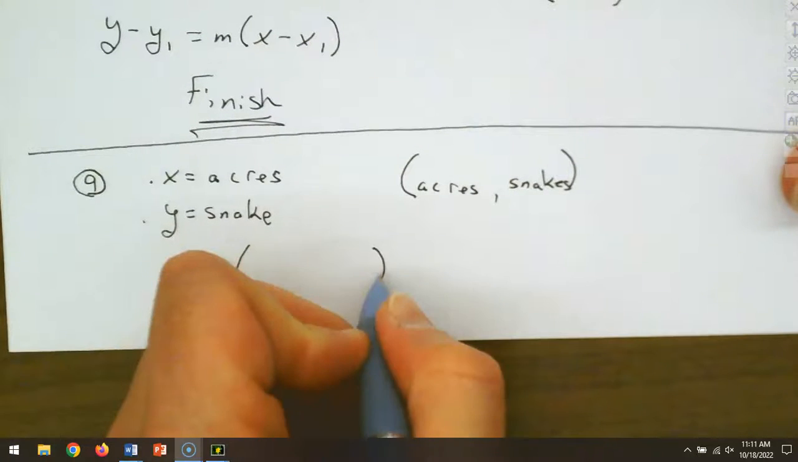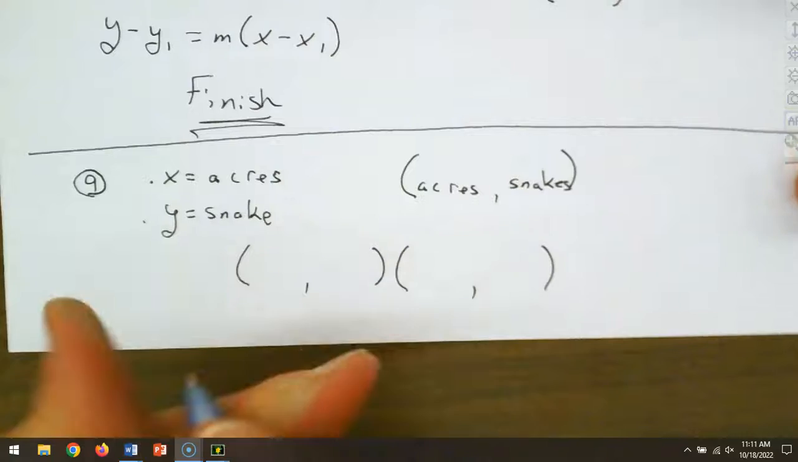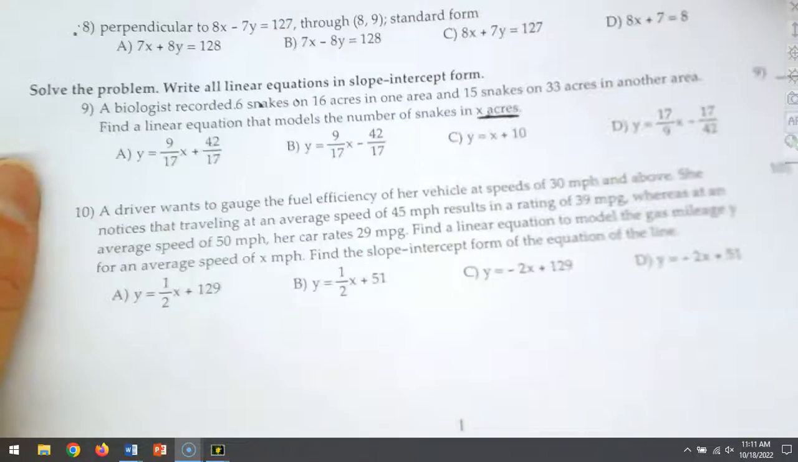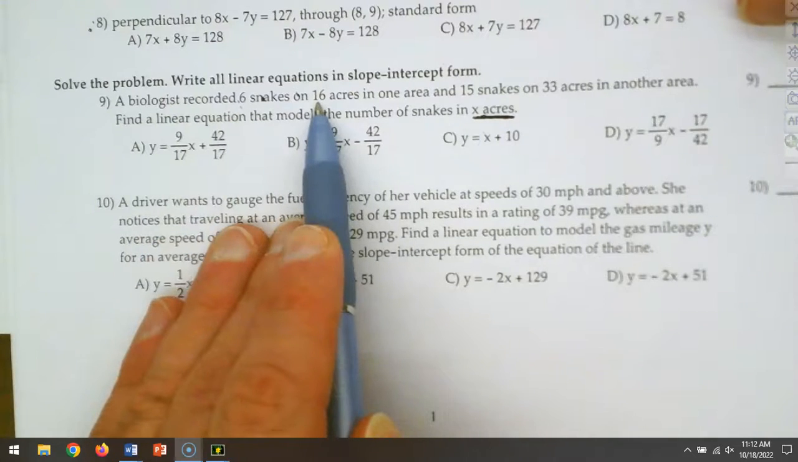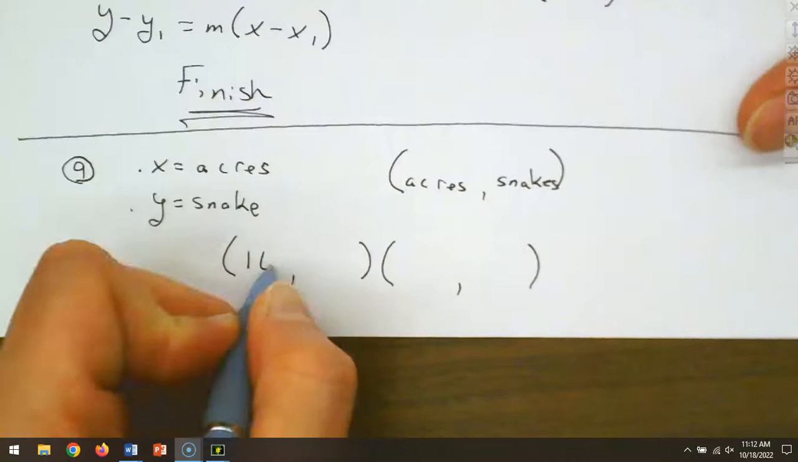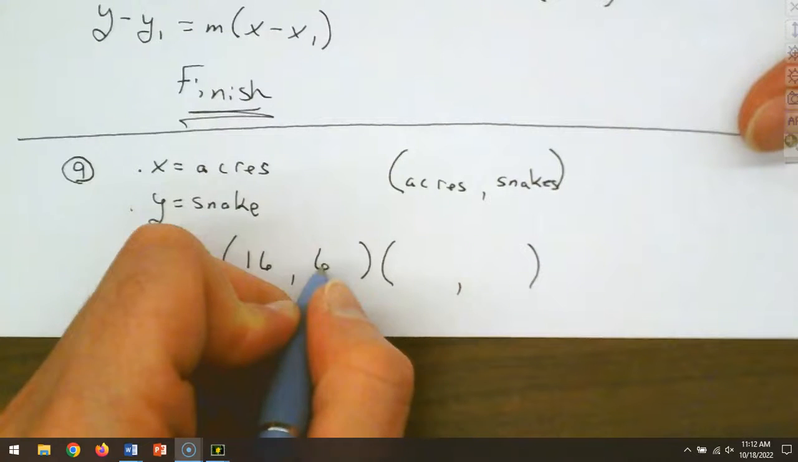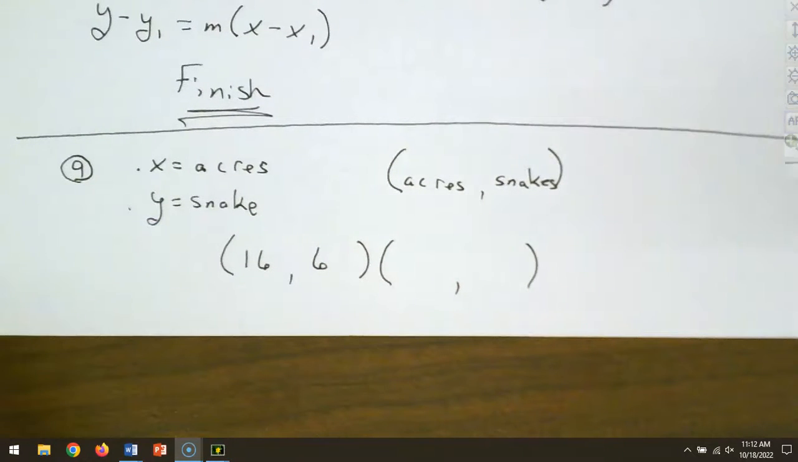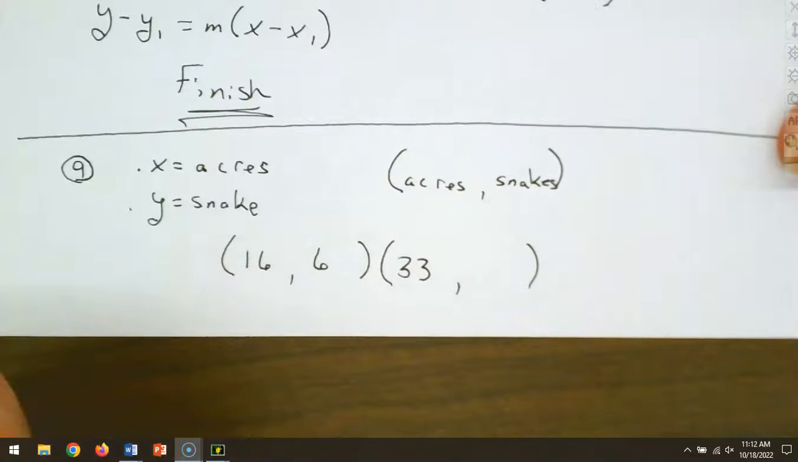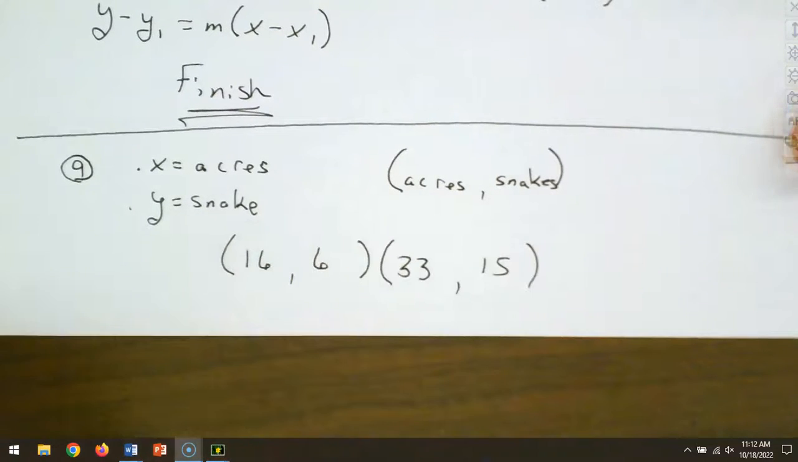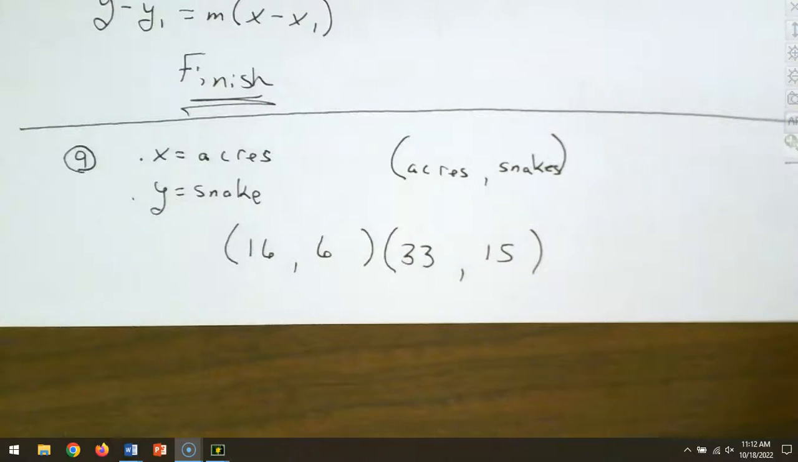What do my ordered pairs look like when I write them out? Let's make sure we put them in the right order. We've got 6 snakes on 16 acres of land. So acres goes first, so that's 16. And we got 6 snakes on that. And then we did another survey, and it says 15 snakes on 33 acres. So the 33 acres goes first, because that's the area. And then we found the 15 snakes. Can you finish it from there, do you think? Do we know what to do from there?